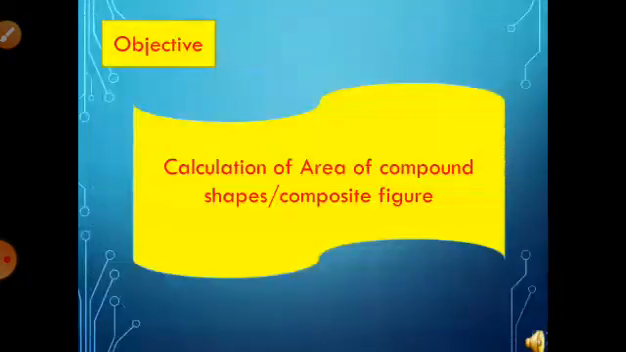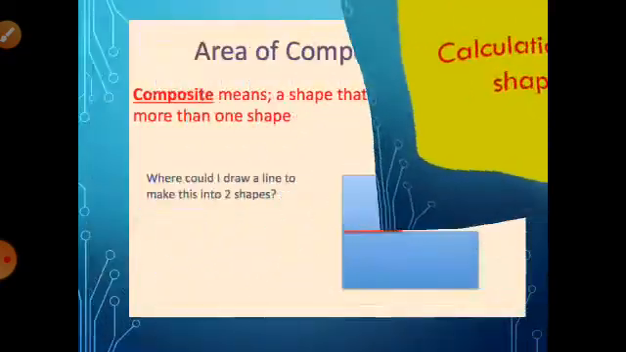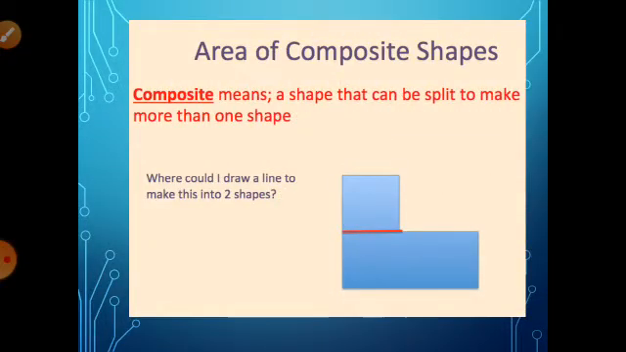Our today's topic is calculation of area of compound shapes, or you can say the composite figures. If you remember, in exercise 8a we have learnt about the perimeter of compound shapes, but the area calculation is a totally different way. Area of composite shapes. Composite means a shape that can be split to make more than one shape.